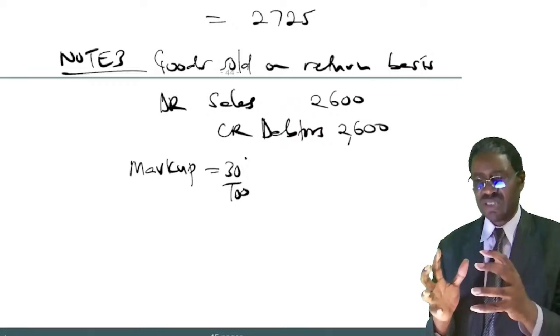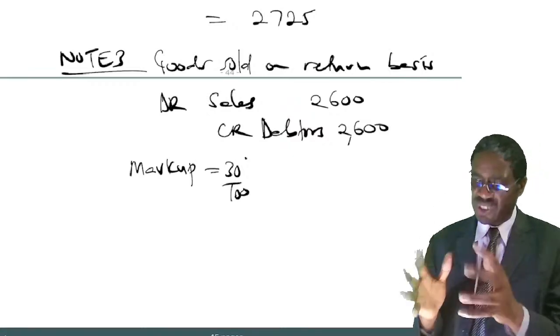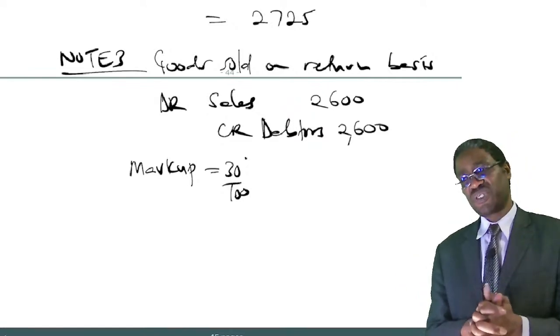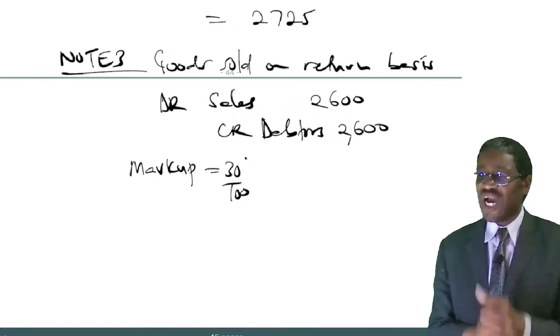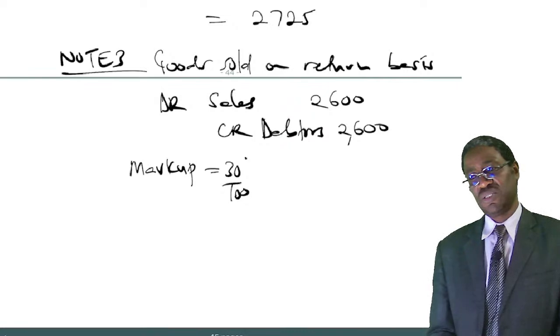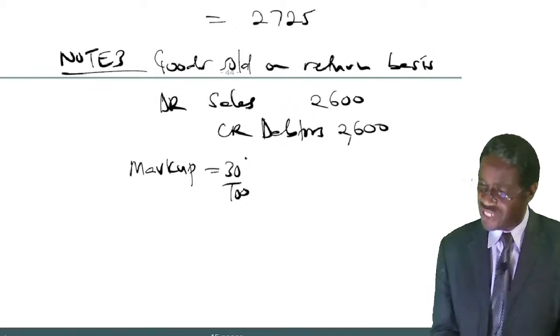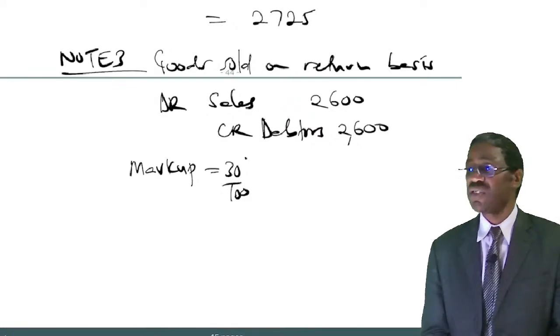Can I take 30% of 2.6 to get the profit? Of course, you know the answer is no. You can't do that. You can't take 30% of the 2.6 to get the profit in the 2.6. Why?